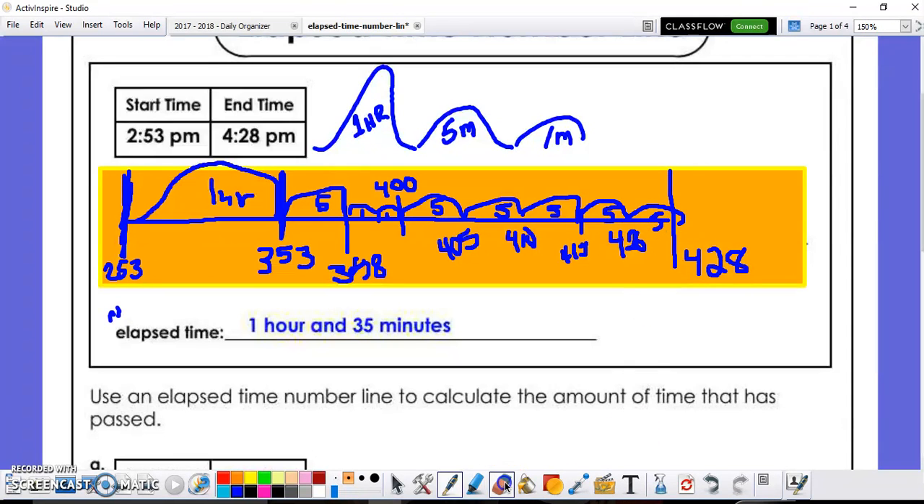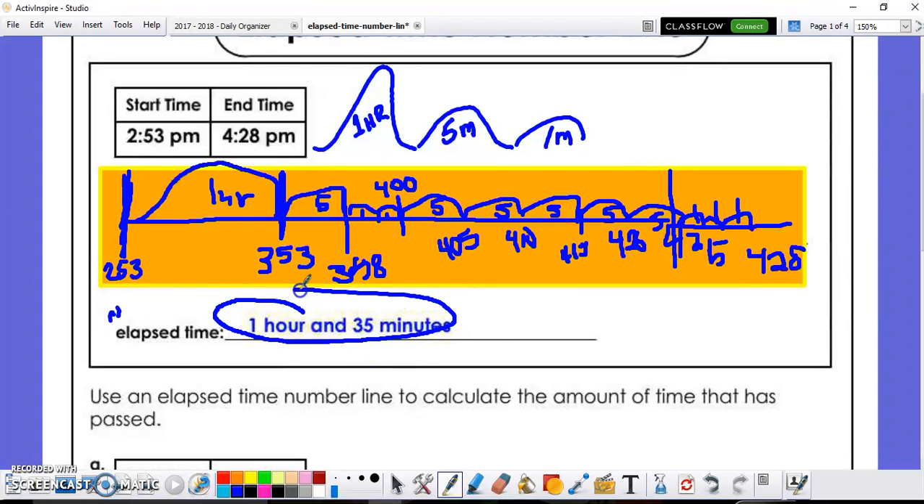I'm not too panicked about that, because I can just quickly change this. Say that 4:20 gets me to 4:25, and now I need to finish the timeline. Stretch it out. 26, 27, 28. 1 minute, 1 minute, 1 minute. I get to my finish line eventually. 4:28 is the time. What I'm looking for is how much total time has passed. How did I determine that it was 1 hour 35 minutes?